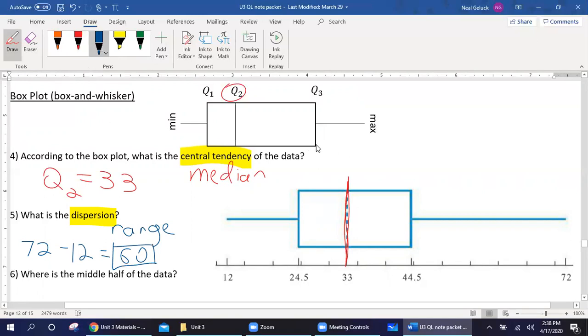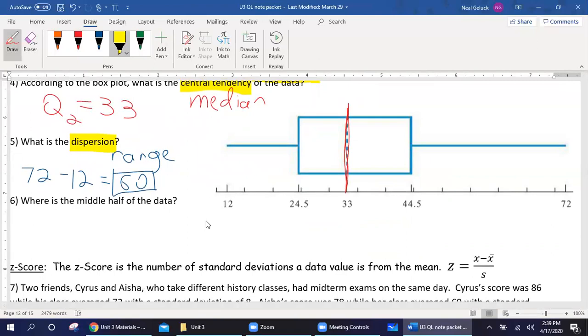And for number 6, where is the middle half of the data? Well, each one of these sections here is 25% of the data. It doesn't matter if it looks smaller. It's not a measure of like the area of these rectangles. That's 25% of the data. That's 25%. That's 25%. That's 25%. So the middle half of the data is between Q1 and Q3, basically. So where is the middle half of the data? It's between Q1, 24.5, to Q3, 44.5.